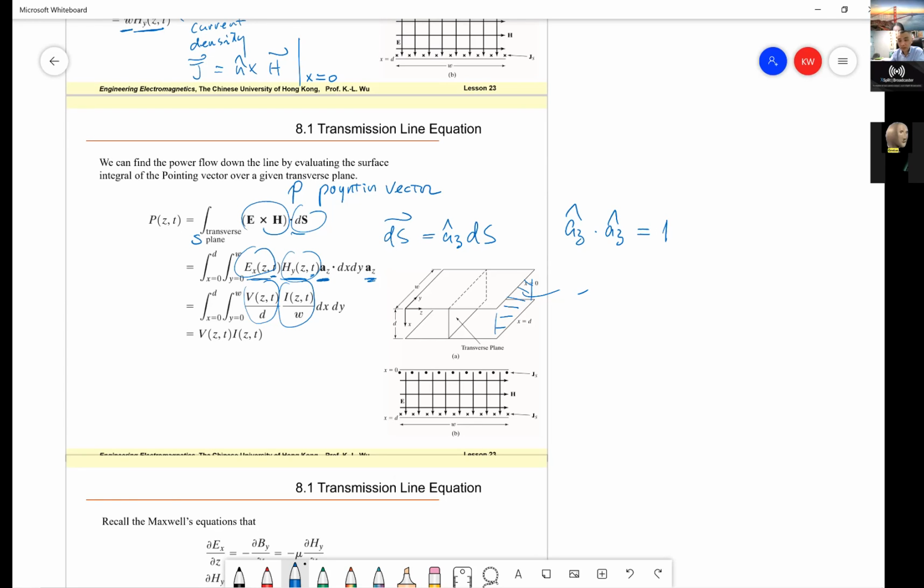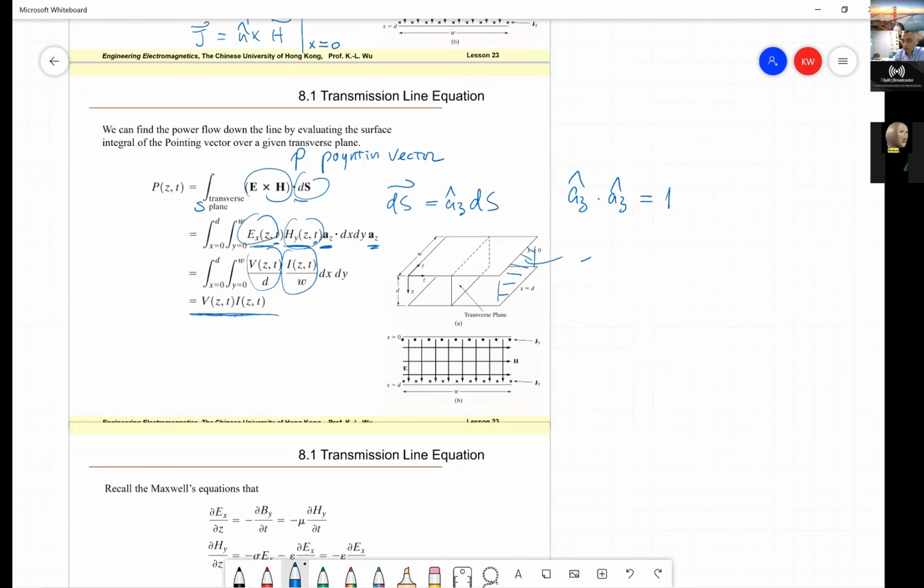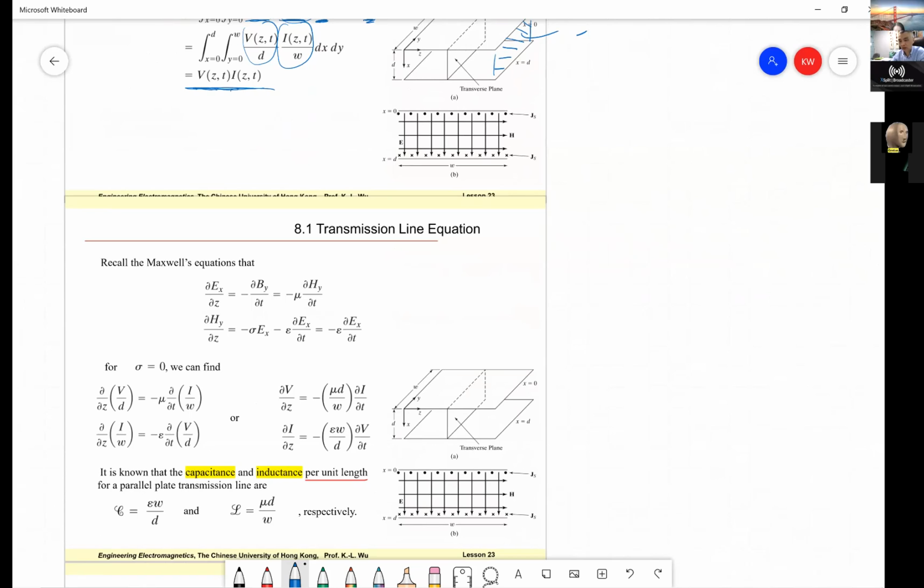Then you substitute in, you say, hey, this is exactly what we learned in circuit theory, right? The total power carried in a conducting wire equals voltage multiplied by current. Okay, so this is the voltage and current.